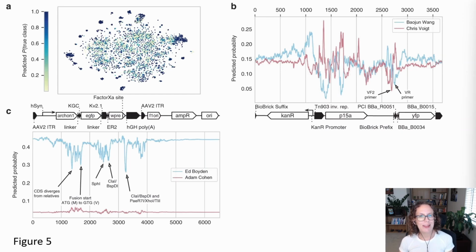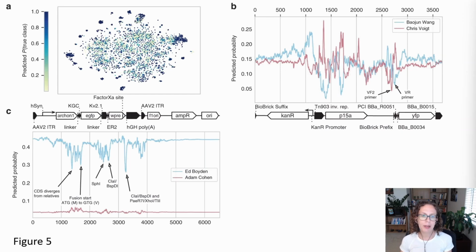I like the experiment that they do in 5B and C, which is that they took two plasmids that weren't in their data set. For 5B, they took one that was in GenBank but not AddGene. The plasmid in 5B, they know is from Chris Voigt's lab, and they know that Chris Voigt does overlapping work in the same area as Baojun Wang. And they show how the algorithm predicts those two labs with approximately equal probability. That fits with what you would expect.